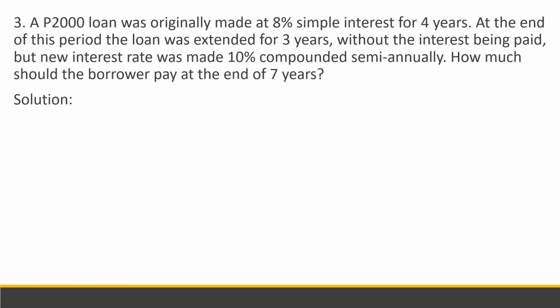So yung 2,000 daw na loan is, first nag-loan siya is at simple interest na 8% for 4 years. But at the end of 4 years, yung loan niya is na-extended for 3 years without the interest being paid. So, yung new interest na in-apply doon is 10% compounded semi-annually. So, dalawang process na nandala natin from simple to compound interest. So, first to do is draw your cash flow diagram.